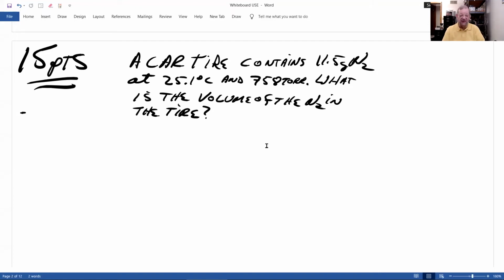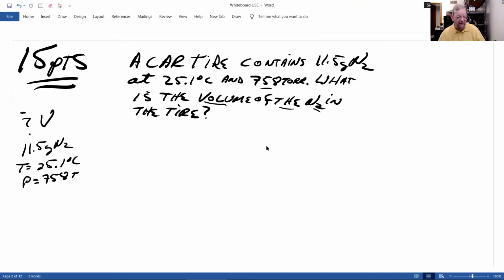All right, let's take a look at this. What are you being asked to find? The volume of the nitrogen. What are you given? There's 11.5 grams of nitrogen, a temperature of 25.1 degrees C, and a pressure of 758 torr. How do I know that's the pressure? Because torr, millimeters of mercury, and atmospheres are all units of pressure.